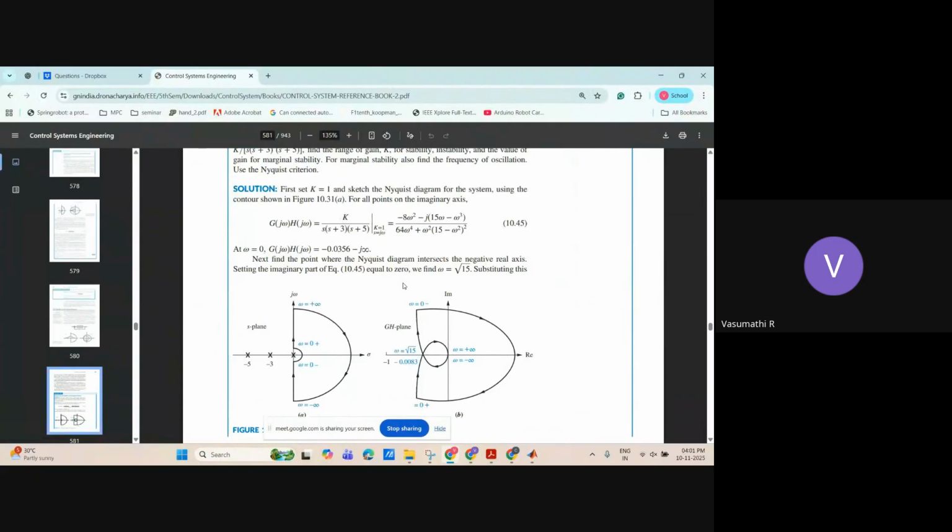Okay, we'll do this part. Now since we have no open loop poles in the right half plane, your P would be 0, and there is no encirclement also, so your closed loop system would be stable. It's supposed to be stable, right? So you'll check whether it is stable.